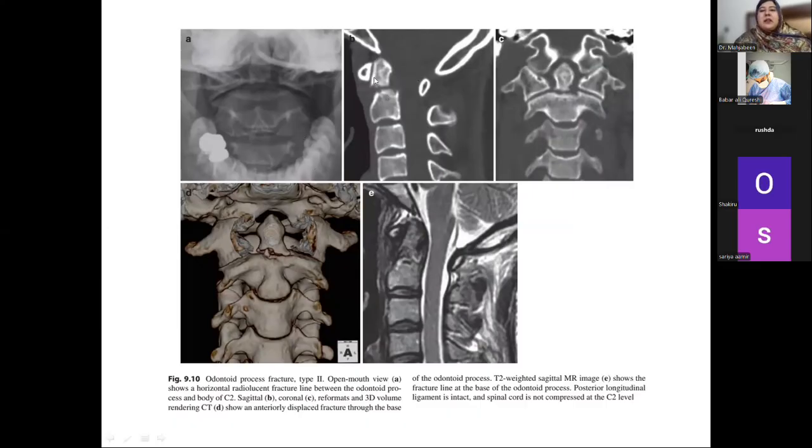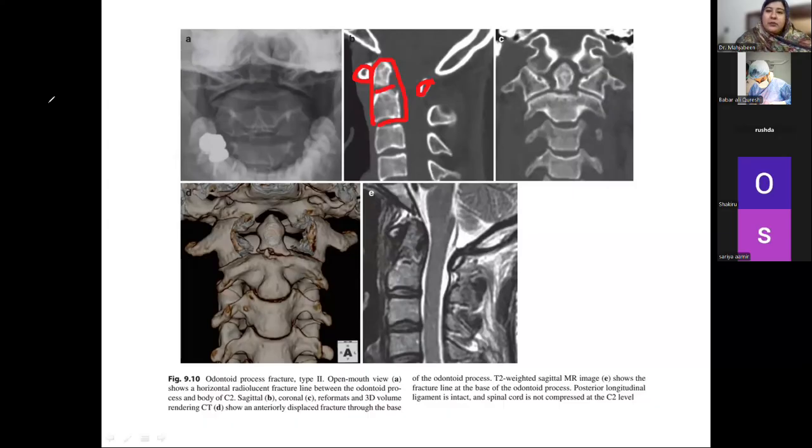So this is a sagittal cut, as previously explained beautifully by Dr. Babar, that this is the anterior arch of the atlas. This is the posterior arch. And this tomb-like structure is the odontoid. But the problem in this particular structure is that there is a fracture. Okay, but this fracture can be type 2, it can be type 3.